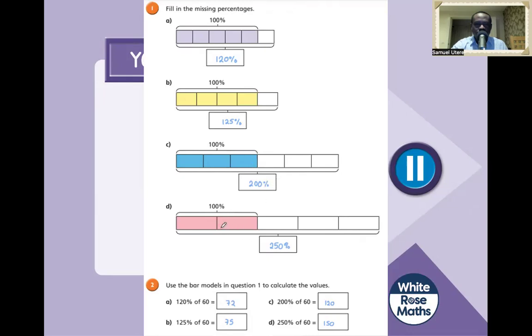And it's the same approach here. So each should be 50. So this other 3 should be 150. So 100 plus 150 is 250. And then here you're required to use the bar model in the question to calculate the values. So 120% of 60 will be 72. Okay, so here are the answers.